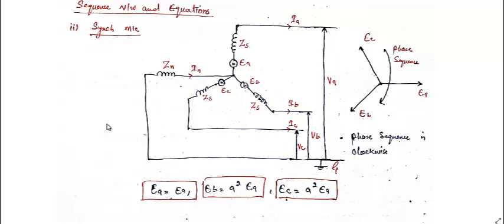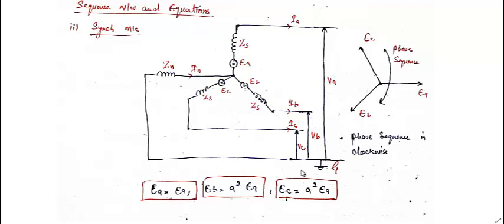Assalamu alaikum. In the previous class we started sequence networks and equations, and we discussed the transmission line and derived its sequence network and equation. Now we'll continue with that, and we'll derive the same, that is sequence network and equation, for the synchronous machine. This is the equivalent circuit of a synchronous machine, a three-phase star connected wire.